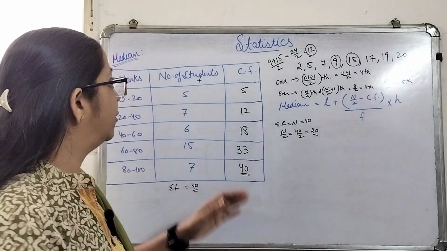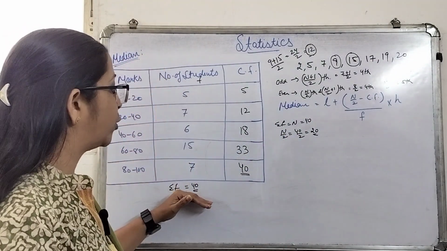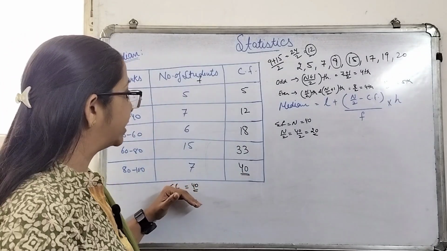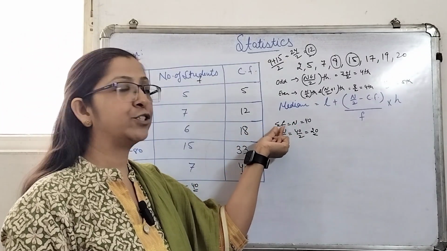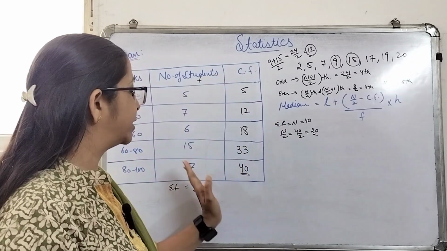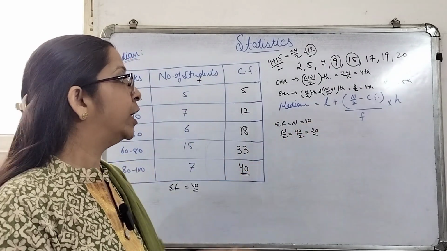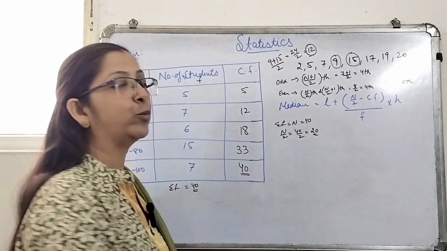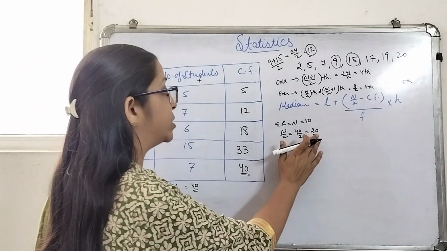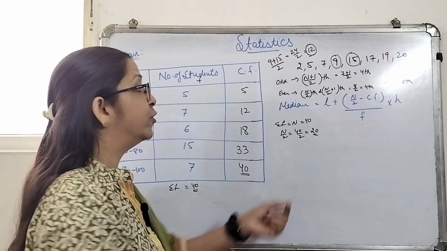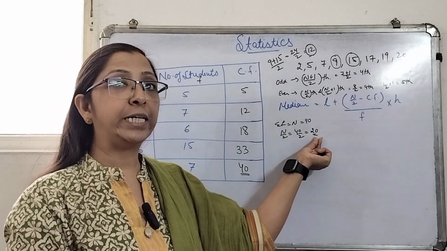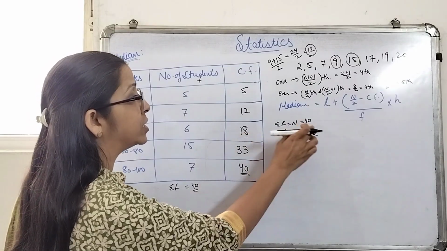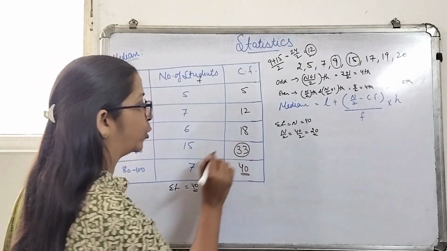What we have done is, first of all we have taken the sum of all the frequencies, that means the total number of observations, that is the value capital N or summation of f, we can say. So it is 40. Now we have done half of it, so 40 divided by 2 is 20. Now we have to search the cumulative frequency which is just above 20. Here we can see the cumulative frequency over here is 18, and just above 20 is this cumulative frequency.